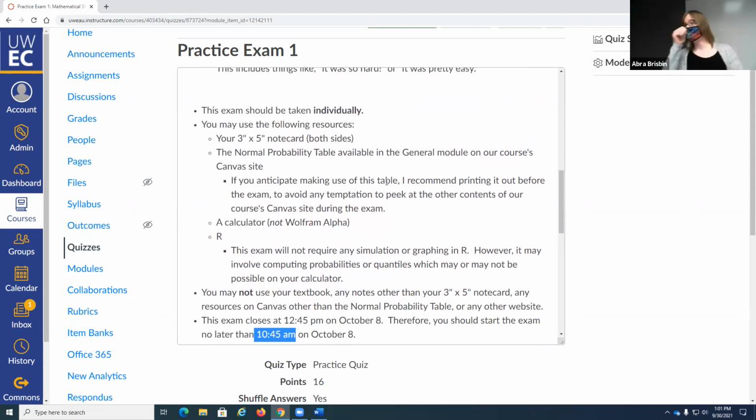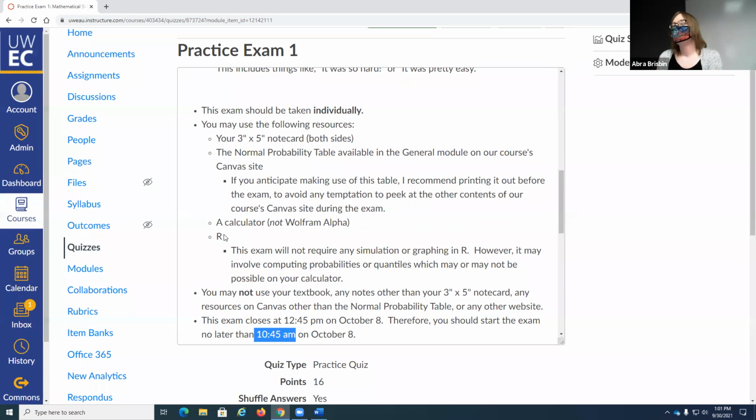You get a 3" by 5" note card. You can use the normal probability table on Canvas if you want. Otherwise, you can also solve those same problems using your calculator or R. You can use a calculator, not Wolfram Alpha, and R.